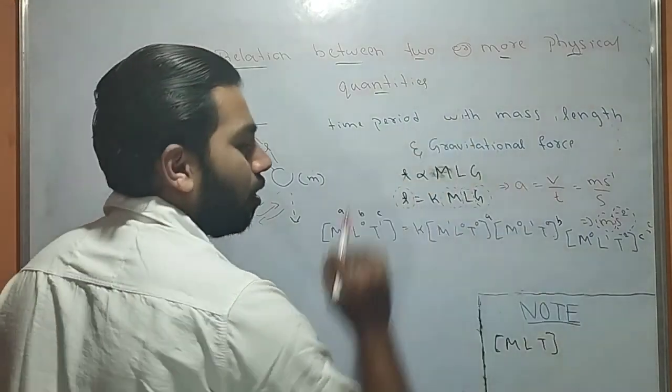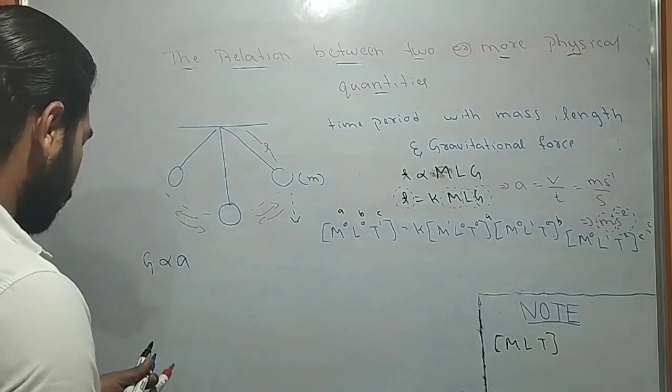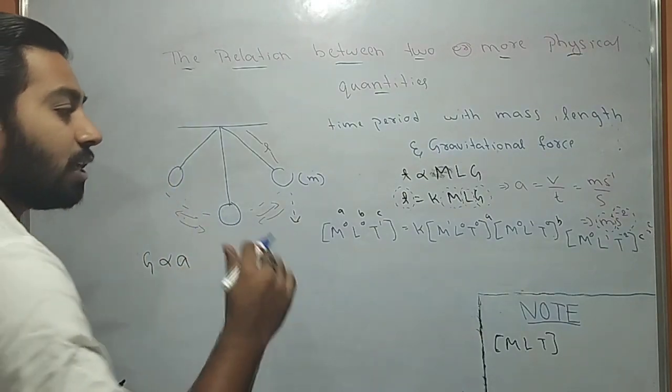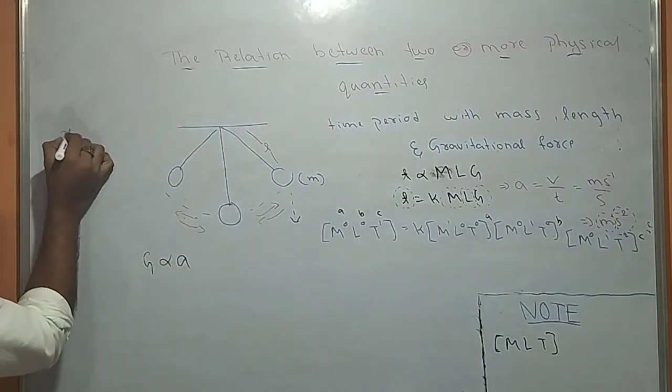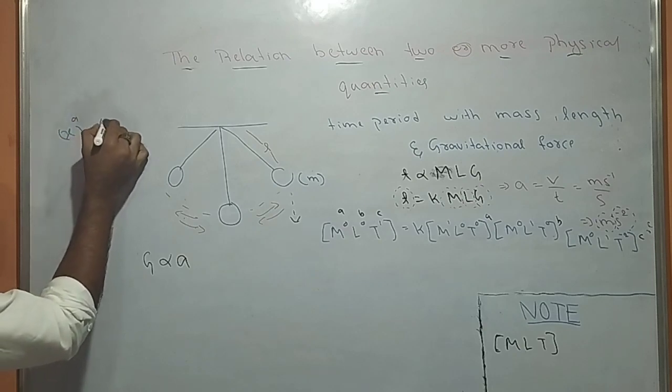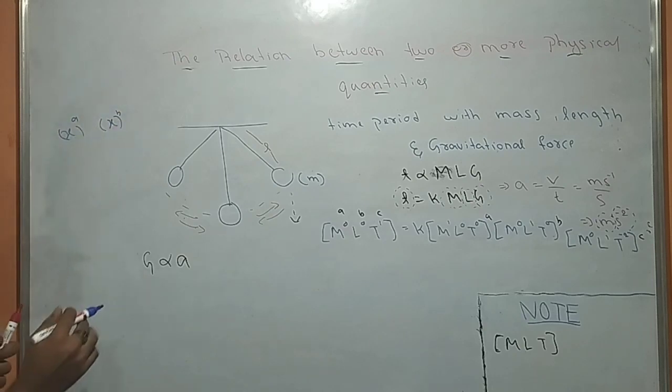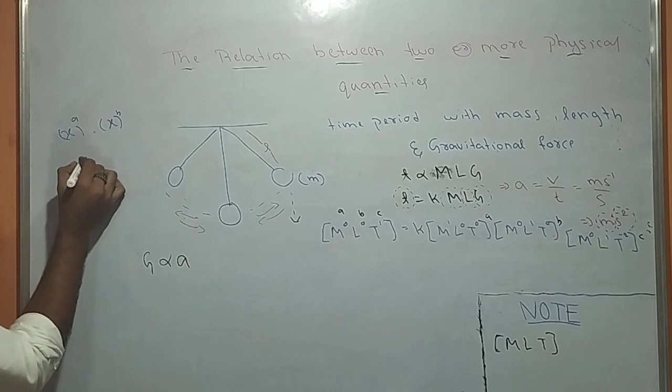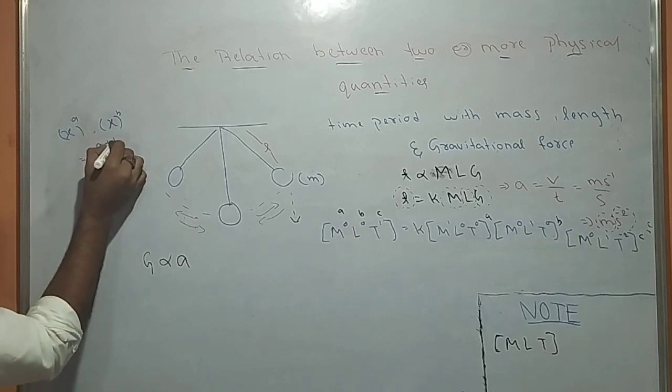Just by adding this power. I have said in the last previous class, in the case of multiplication, you just add power. Like x to the power of A, x to the power of B, then it is multiplication. You can write it as x to the power of A plus B.